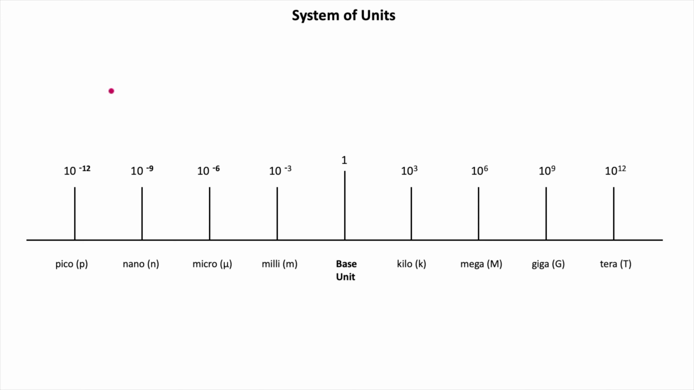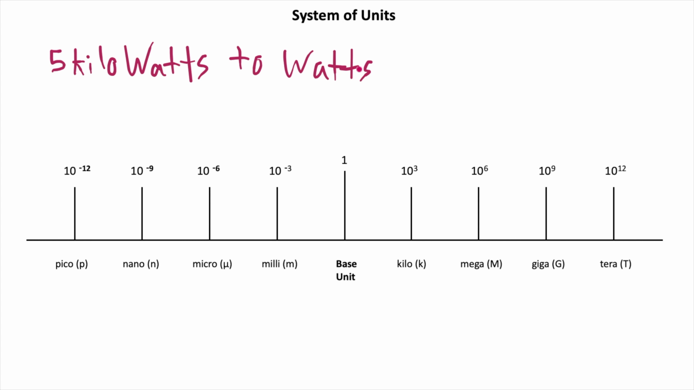Okay, let's switch it up and convert from a larger unit to a smaller unit. So let's convert from 5 kilowatts to watts. So if we look at our table for the system of units, we can see that we're moving from kilowatts right here to our base unit. Since watts leaves the prefix out, that's how we know that we're going to the base unit. All right. So our value to convert is 5 kilowatts.